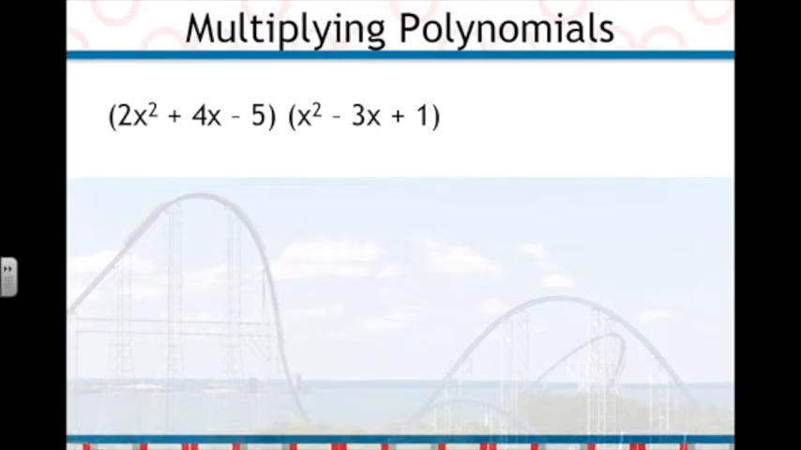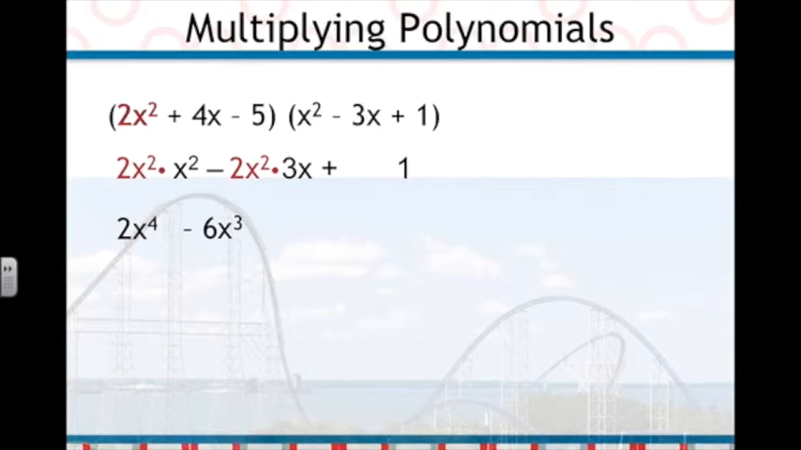First, let's distribute the 2x squared to each of the terms in the second trinomial. 2x squared times x squared is 2x to the fourth. 2x squared times minus 3x is minus 6x cubed. And 2x squared times 1 is 2x squared.